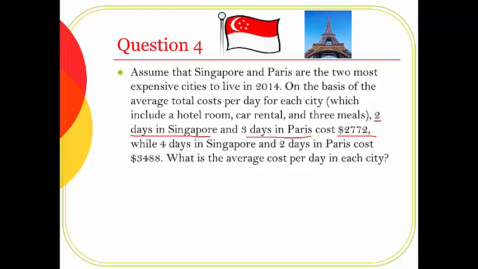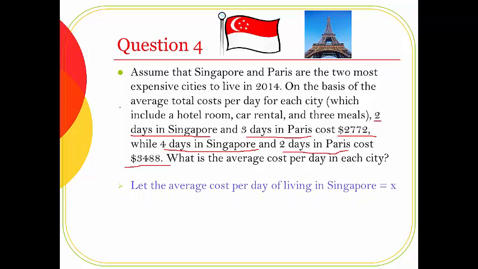underline the keywords or remove the ones you don't need. So 2 days in Singapore, 3 days in Paris, and this is the cost. 4 days in Singapore and 2 days in Paris, this is the cost. That is what we need. Now, what is the average cost per day in each city? We don't know that.